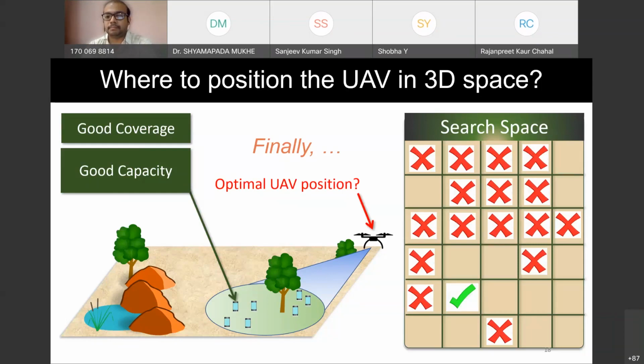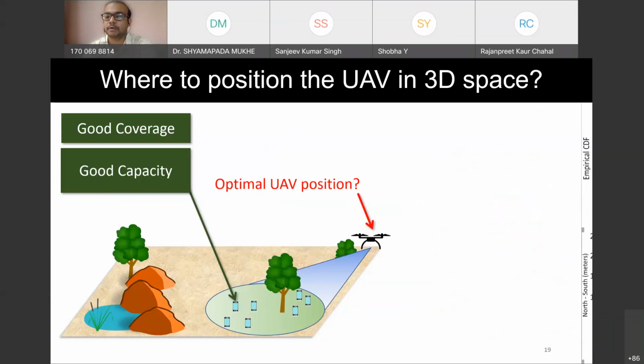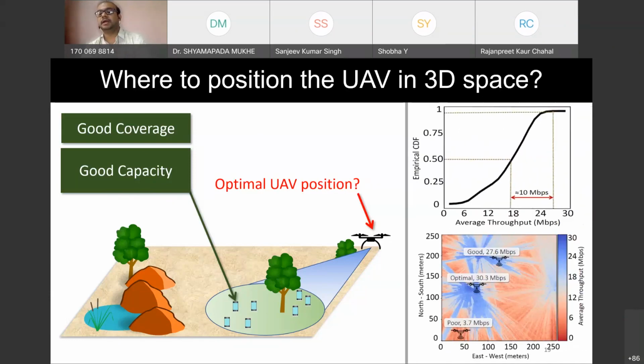So in this search space, we got one location where this satisfies both the conditions, coverage and capacity. And it might not be that there is only a single location which serves this purpose. There could be multiple ones, right? And now in this figure, what I show is on the top, you will see an average throughput, right? Which is basically capacity. And this is a CDF, which shows the variation of the throughput.